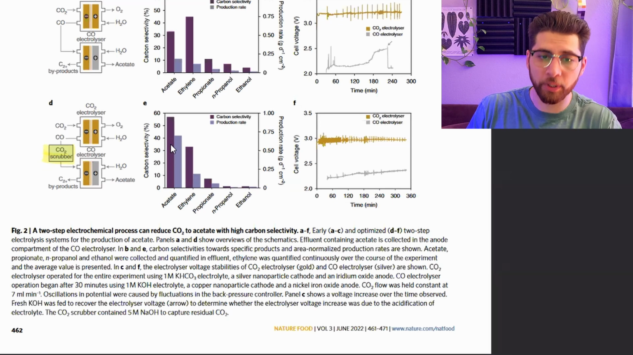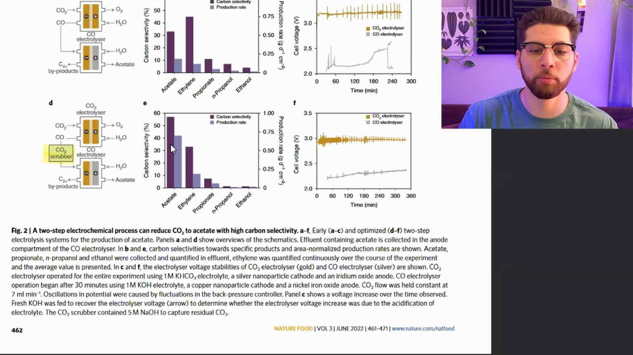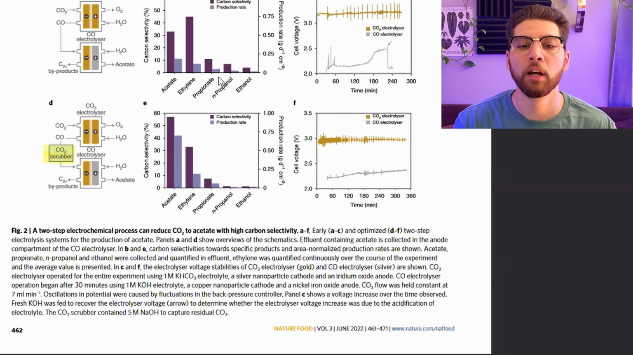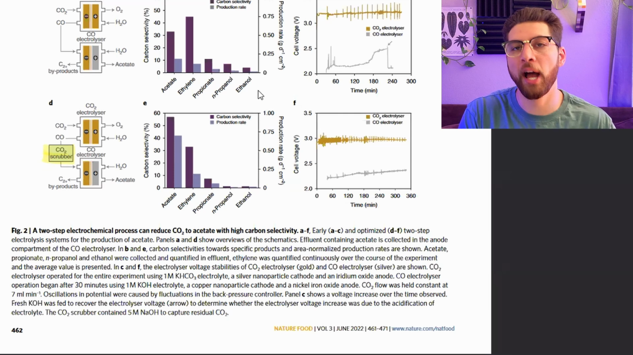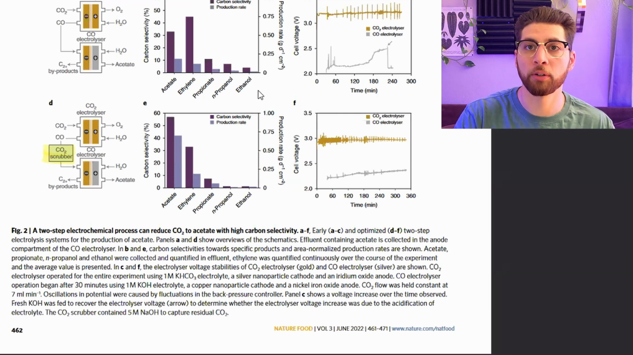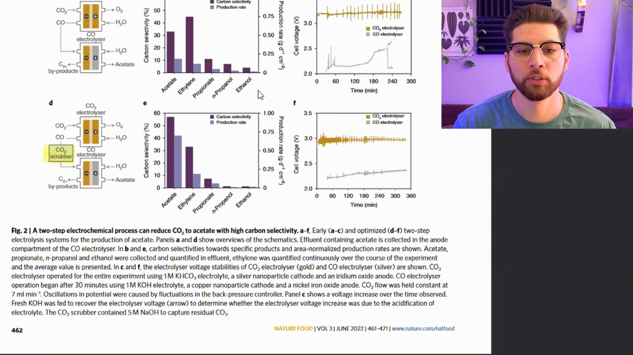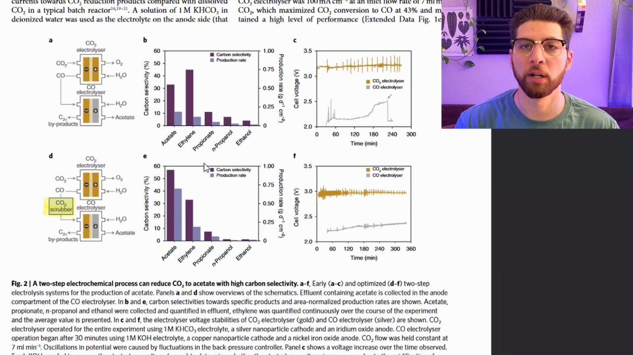And as a side note here, they are making other small carbon molecules. So they're making ethylene, propionate, propanol, and ethanol. And these carbon sources could be used by organisms as well, but those pathways are either less efficient or these smaller carbon molecules are toxic to certain organisms. And so acetate is just inherently less toxic. The metabolism is much easier.